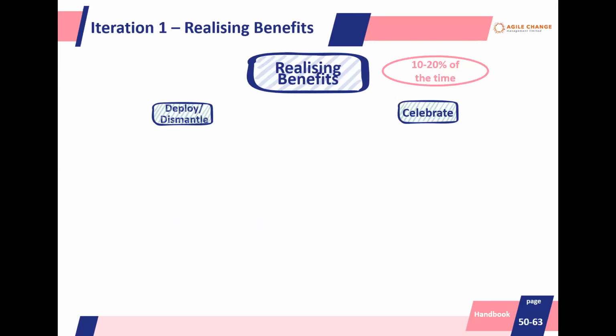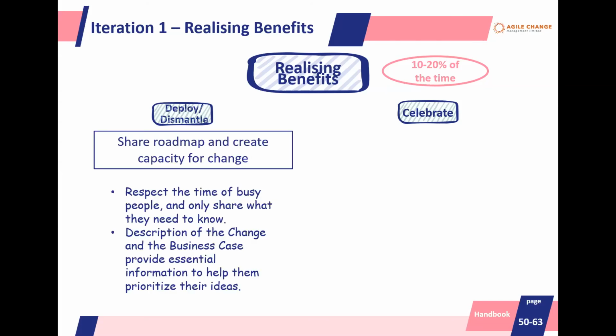And then what happens is we get to the end of iteration 1 and there's this last process of realizing the benefits. We deploy what we've created. So we share the roadmap, the contents of the things we've created, and we explain the roadmap structure to all those who are going to be involved from this point on. We respect the fact that there's an awful lot of busy people who are trying to balance getting involved with the change and running their day job.